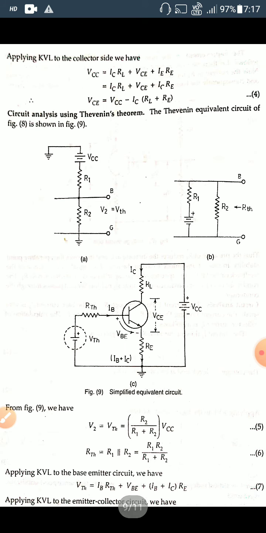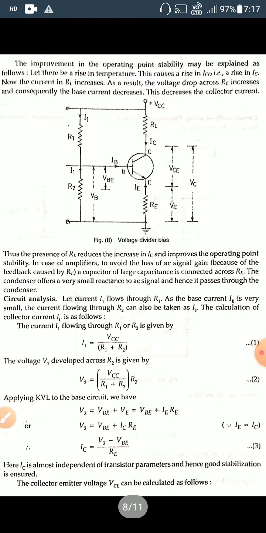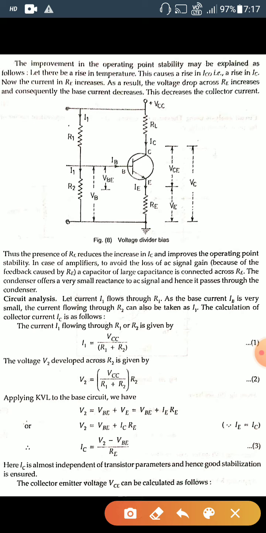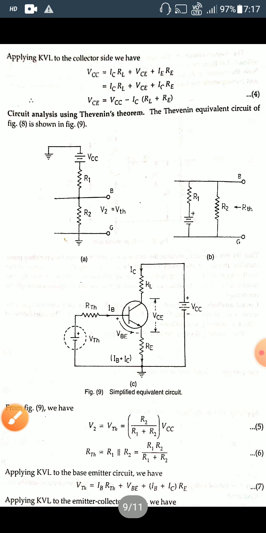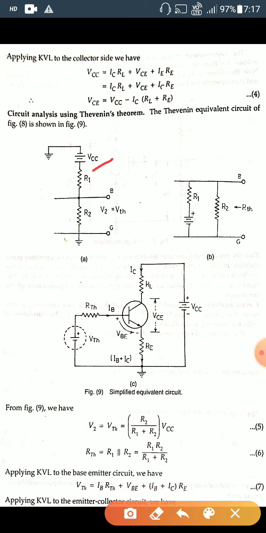To analyze this, we reflect our analysis using the Thevenin theorem form. If we apply the Thevenin theorem, it will be better for understanding and for the analysis. Check this portion of the path, this portion is connected with the base and emitter side. Look, the positive terminal of VCC is connected with R1, and then this is connected with R2 to the ground position, and R2 is connected with the base and the emitter side, and the emitter side is connected with the ground.